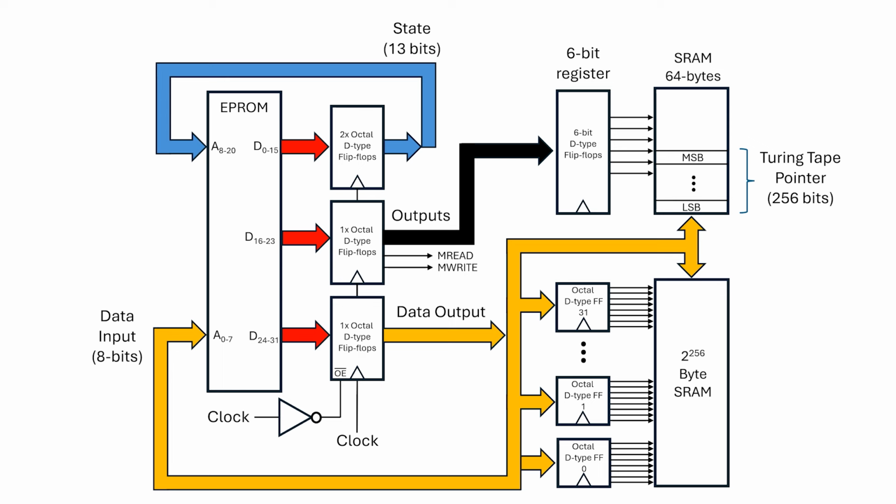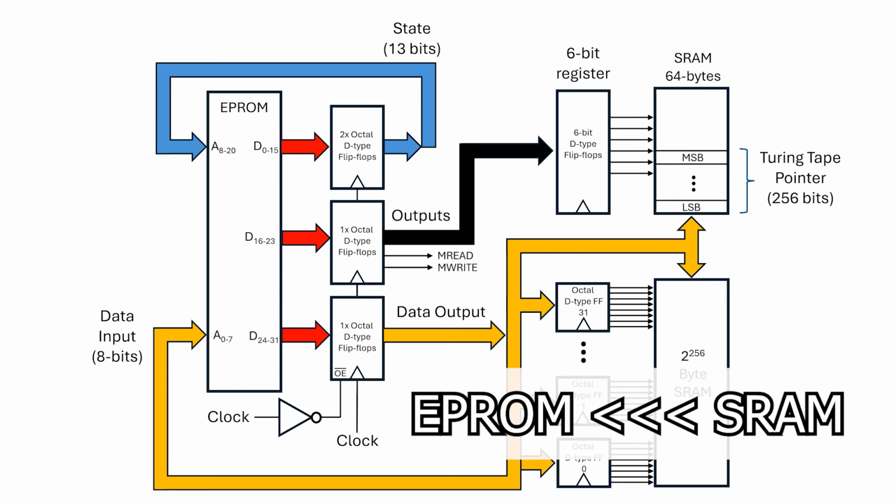For all intents and purposes, a memory with 2 to the power of 256 bytes is effectively infinite, and it only took 32 octal D-type flip-flops and a 64-fold increased size of the EPROM to achieve this. The point being, for a finite increase in hardware, we can effectively address infinite memory.